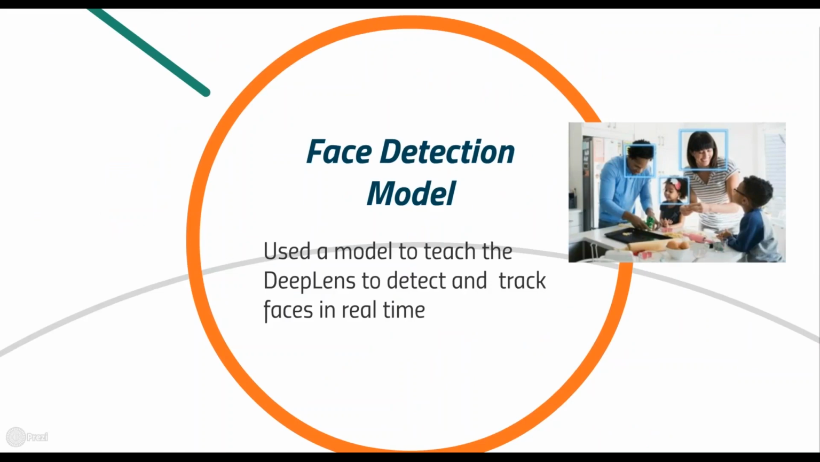And using this, we taught the Deeplens to create a face recognition model. So this model basically uses the throughput from the camera and detects faces in real life. They can be moving, they can be still, and it will just draw a box around the face and crop that picture out. And this is useful for security reasons.